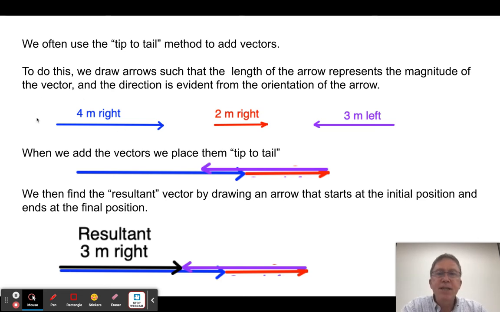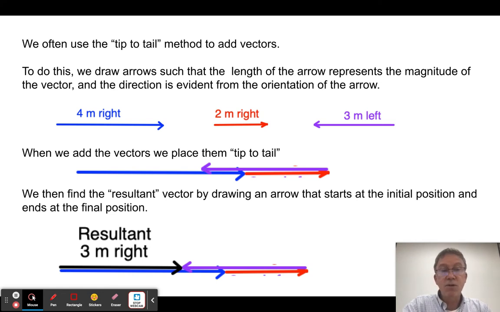So in this case, we just add them tip to tail. I start with either one of the vectors. It doesn't matter which one. I'm going to start with the 4-meter vector, so I draw a 4-meter vector going to the right. Then at the tip of this one, I put the tail of the next one, the 2 meters to the right. And then at the tip of this one, I put the tail of the third one, which goes 3 meters to the left.